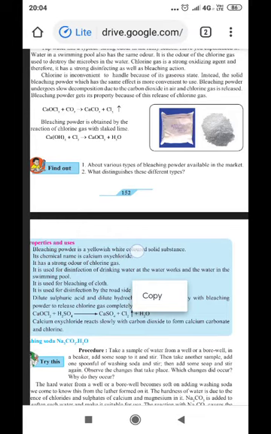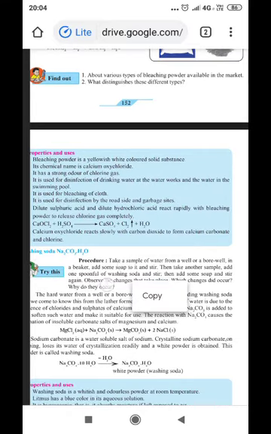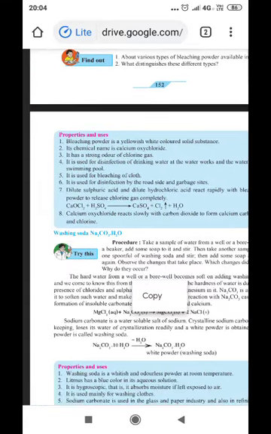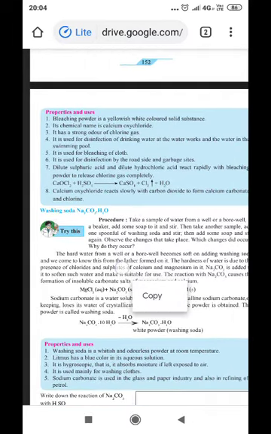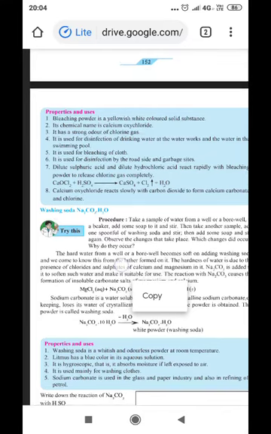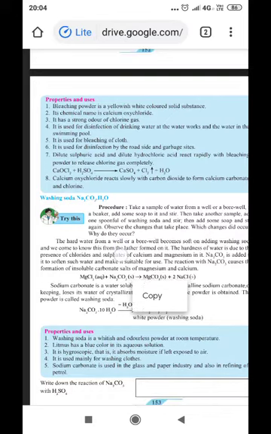The properties and the uses of bleaching powder. Bleaching powder is a yellowish white colored solid substance. Its chemical name is calcium oxychloride. It has a strong odor of chlorine gas. It is used for disinfection of drinking water at the waterworks and the water in the swimming pool. It is used for the bleaching of cloth. It is used for disinfecting by the roadside and garbage sites.